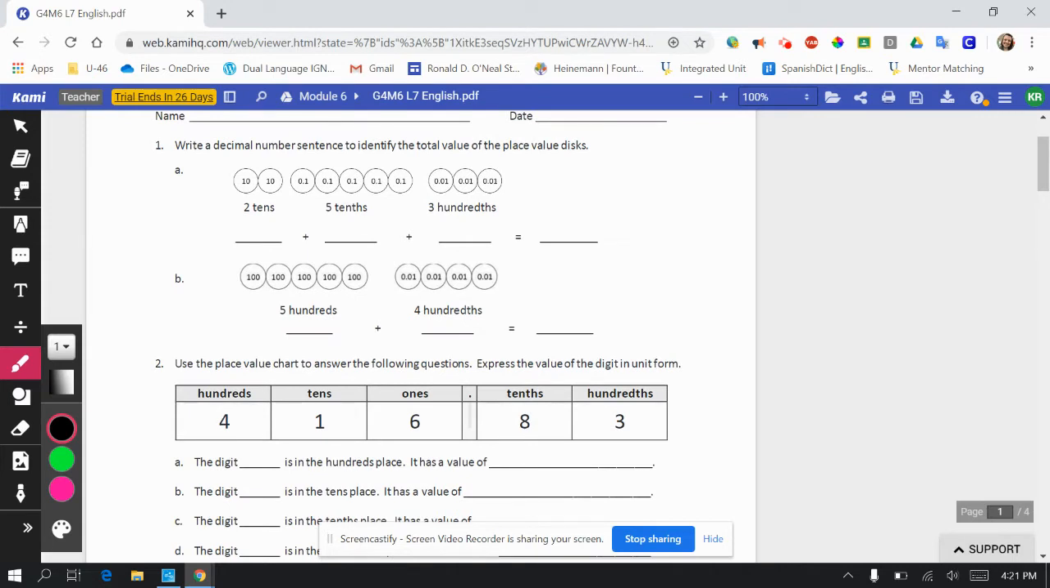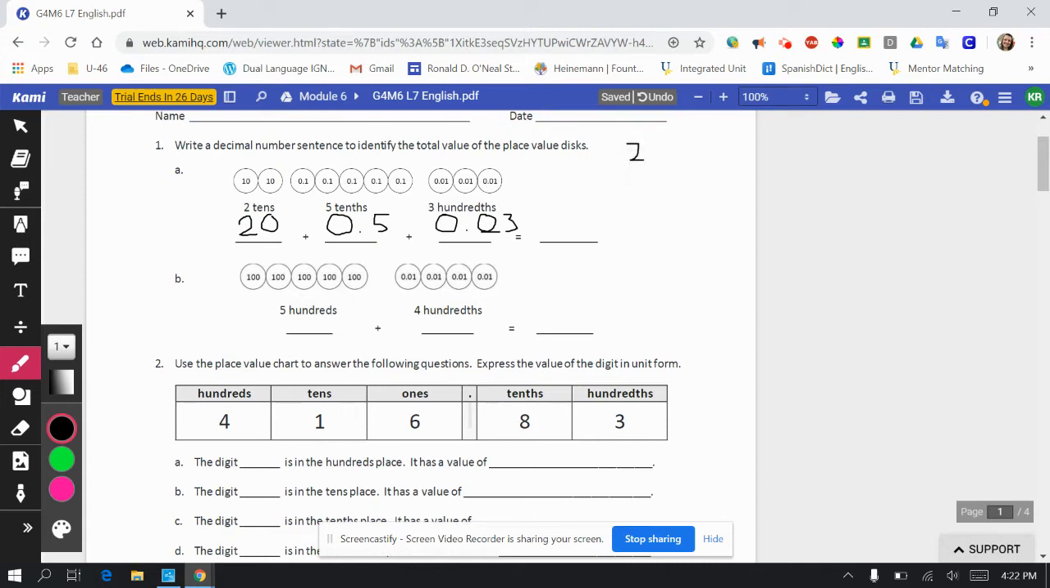Write a decimal number sentence to identify the total value of the place value discs. So here we have 2 tens. 2 tens is 20. I think that's a review from Module 1. 5 tenths then we could write as 0.5. And then 3 hundredths we could write as 0.03. This 0 is acting as a placeholder.